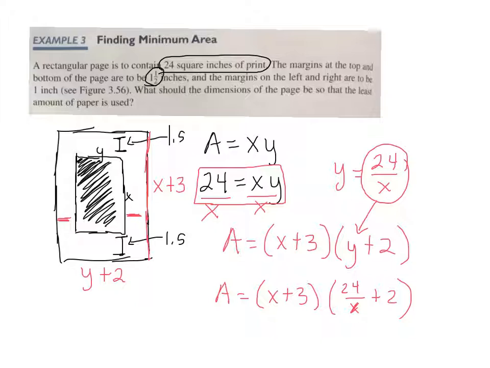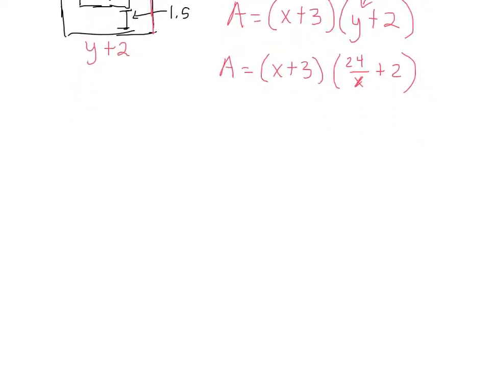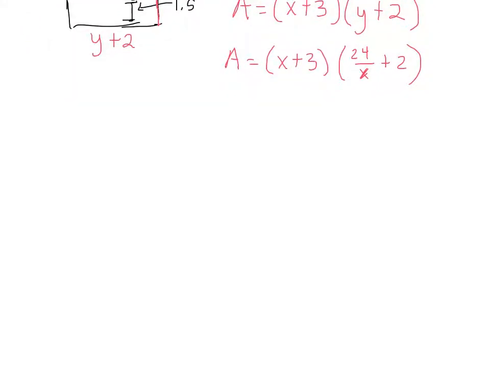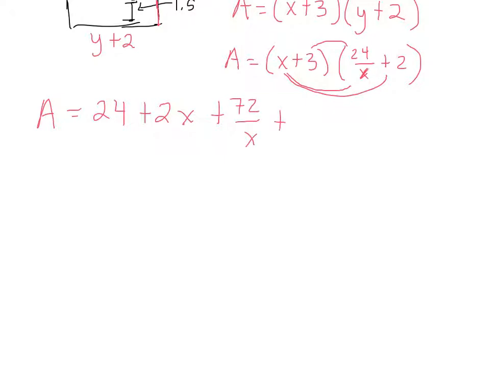Okay, so now we need to FOIL these two binomials. To do that, I'm going to multiply X times 24 over X. And so I have that my area equals just 24. And X times 2 is 2X. And 3 times 24 over X is what? 72 over X. Plus 6, because 3 times 2 is 6. So I've got area equals 24 and 6 is 30, plus 2X, plus 72 over X.